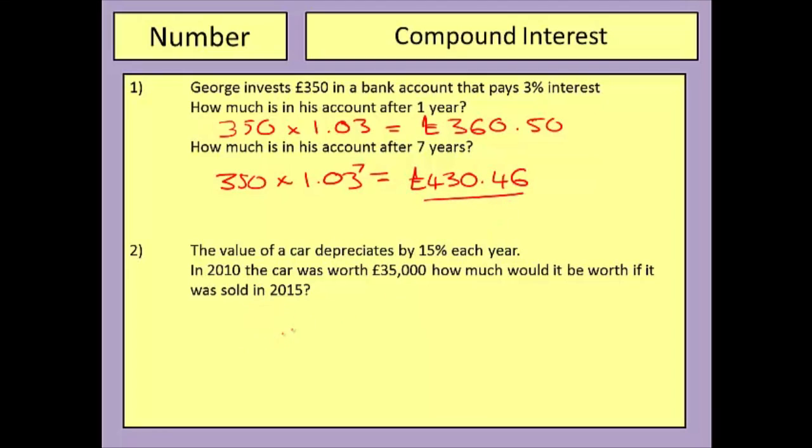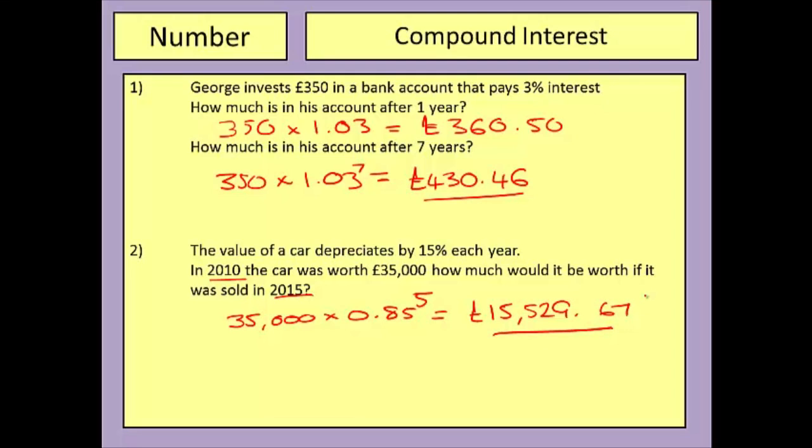In question 2, the value of a car depreciates by 15% each year, so I'm actually looking for 85% of the original value. So the car originally was £35,000. I now need to work out 85% of it, and I need to do that for a total of 5 years. It's 5 years because the car was bought in 2010, sold in 2015. And when I type all this into my calculator, I get the new price of the car, which is £15,529.67. Well done if you got both of those questions correct.